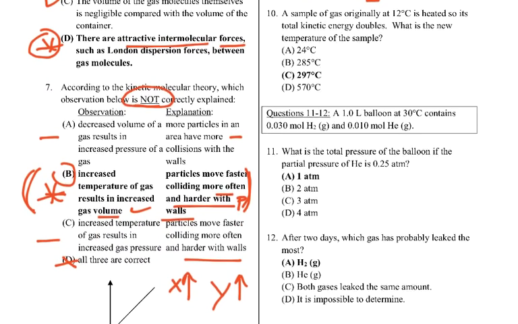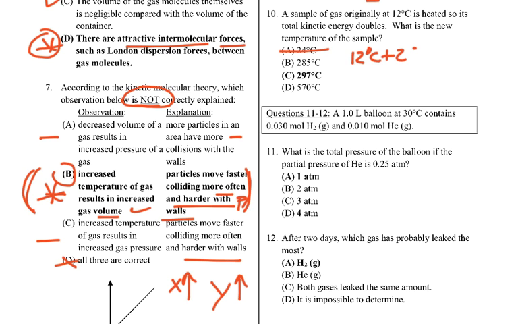Number 10, a sample of gas at 12 degrees is heated so its total kinetic energy doubles. What is the new temperature of the sample? Okay, so temperature is a measure of the average kinetic energy, but only if we are working in Kelvin. So 12 degrees to 24 degrees, that is definitely not the answer. That's kind of a sucker answer there. Don't go for that. What you have to do is take 12 degrees and add 273, and we can see that's going to be 285.